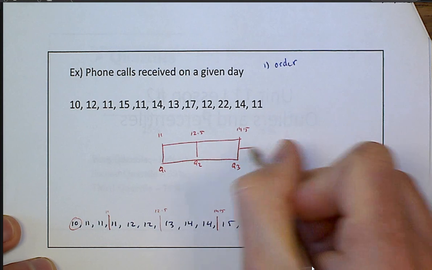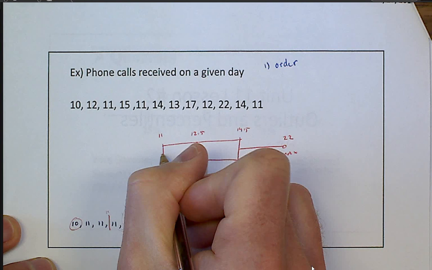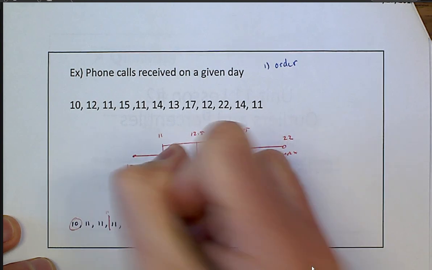The max would be 22, that's your max. And your min would be 10. That would be your min. Okay, so there's your box and whisker plot right there.